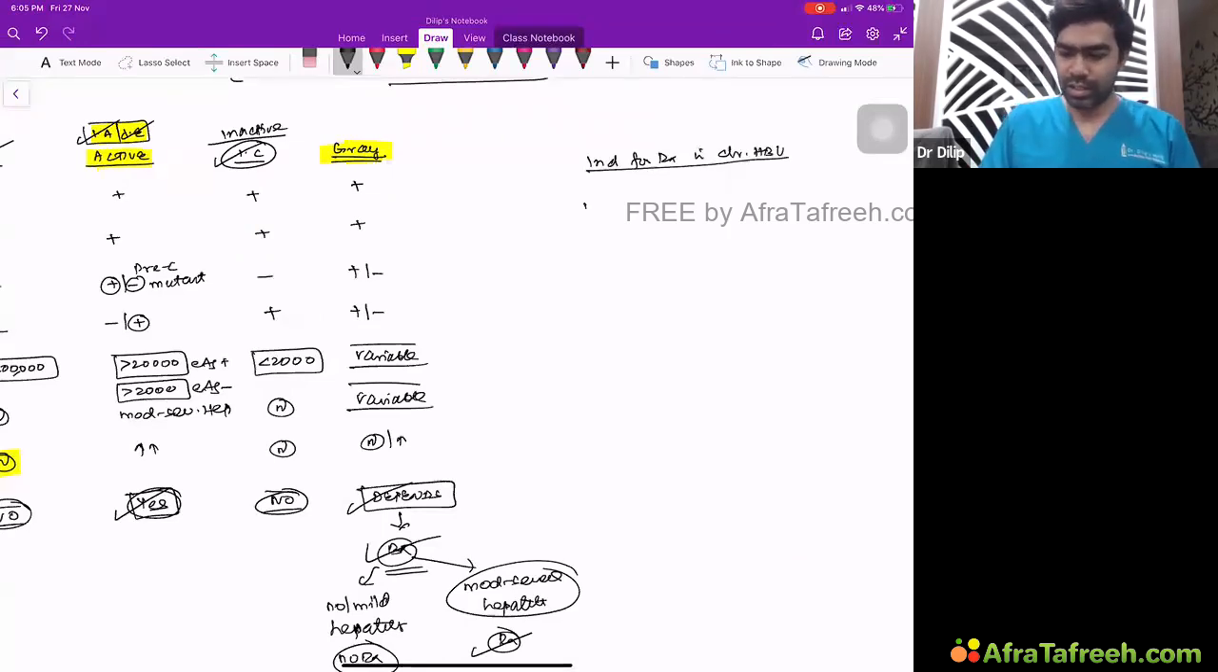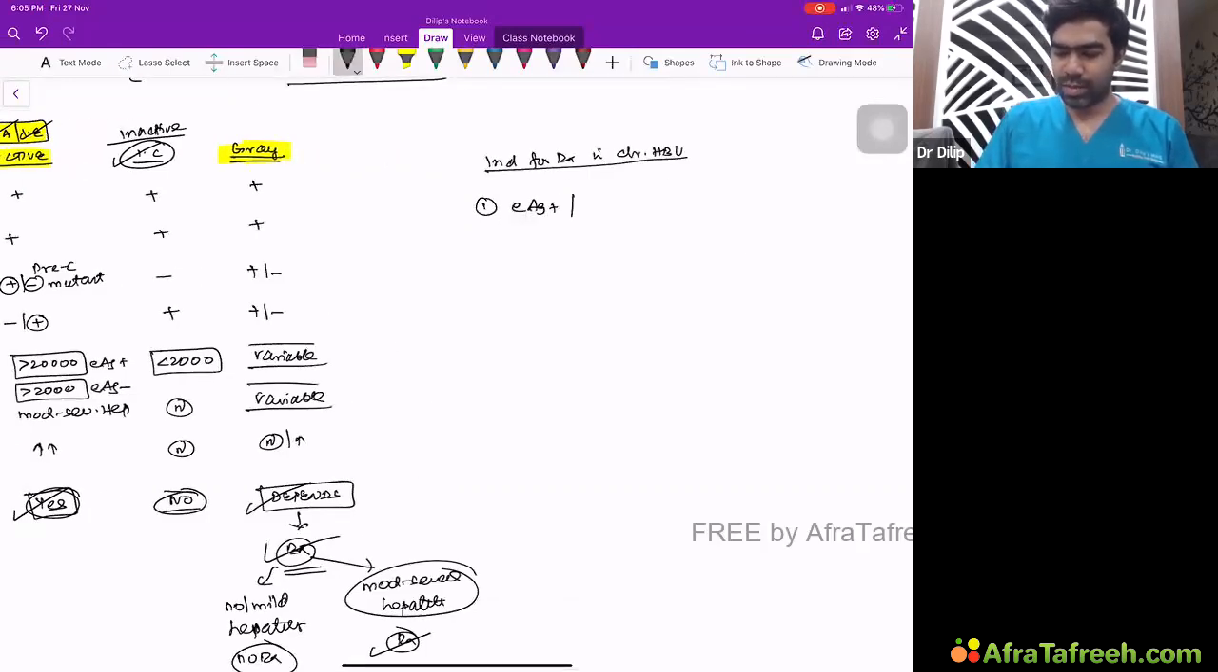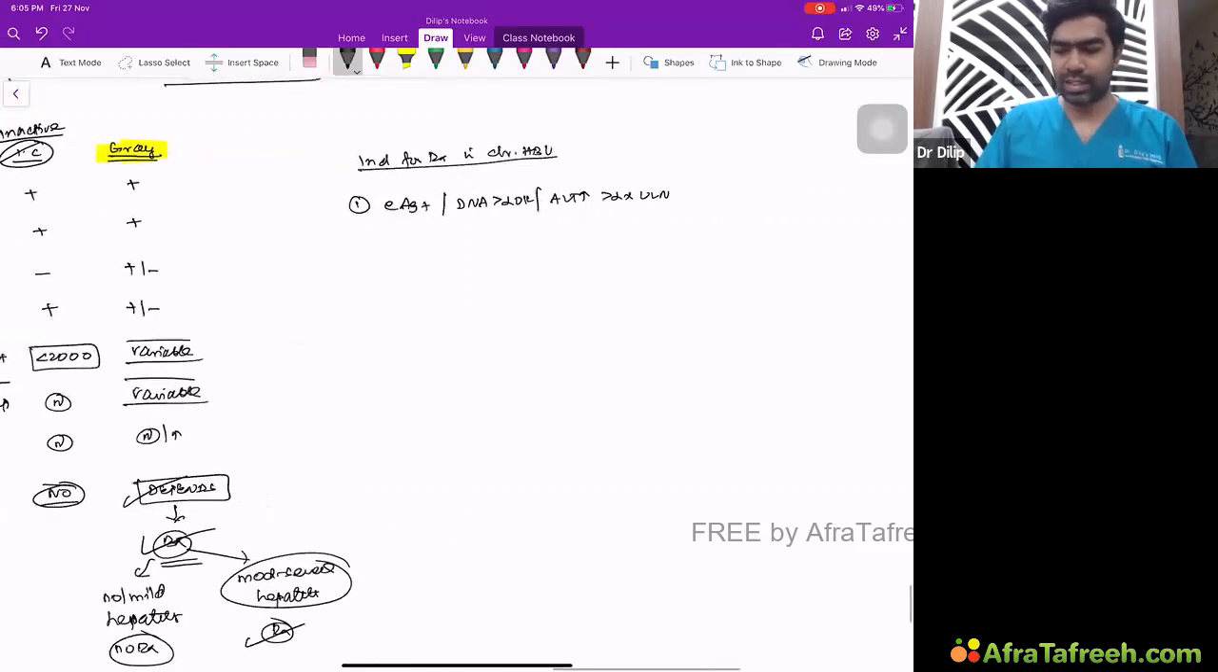The first indication: E antigen positive. Maybe I can write this one, E antigen positive. At the same time, the patient is having a DNA of more than 20,000 and ALT elevated more than 2 times the upper limit of normal. So this is a classic example of the immune active phase, if you remember. So this definitely is an indication for treatment.